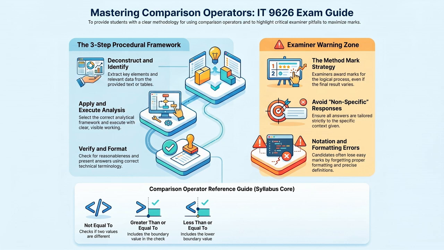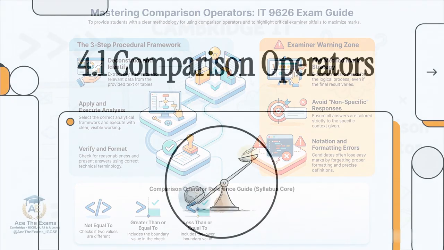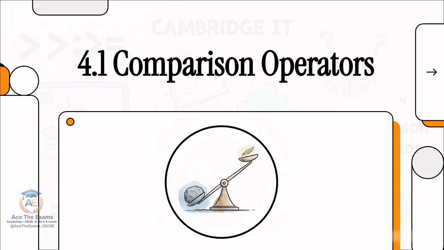Welcome to this explainer. Today we are cracking the code on a massive, foundational topic in Cambridge information technology. Specifically, we're diving deep into syllabus code 9626, topic 4.1, comparison operators. But listen, whether you are tackling 0417, 0478, 2210, 9618, or 9626, the core analytical strategies we are about to unpack apply across the entire Cambridge computer science ecosystem.